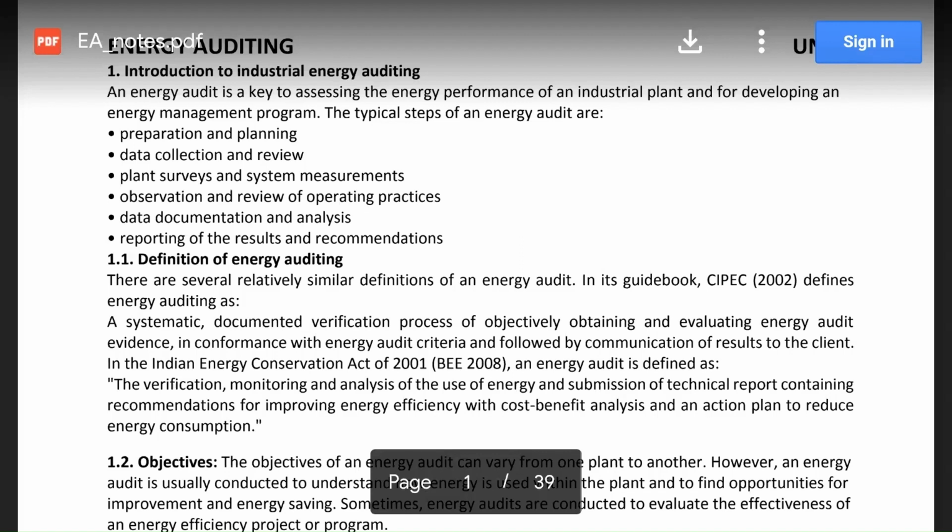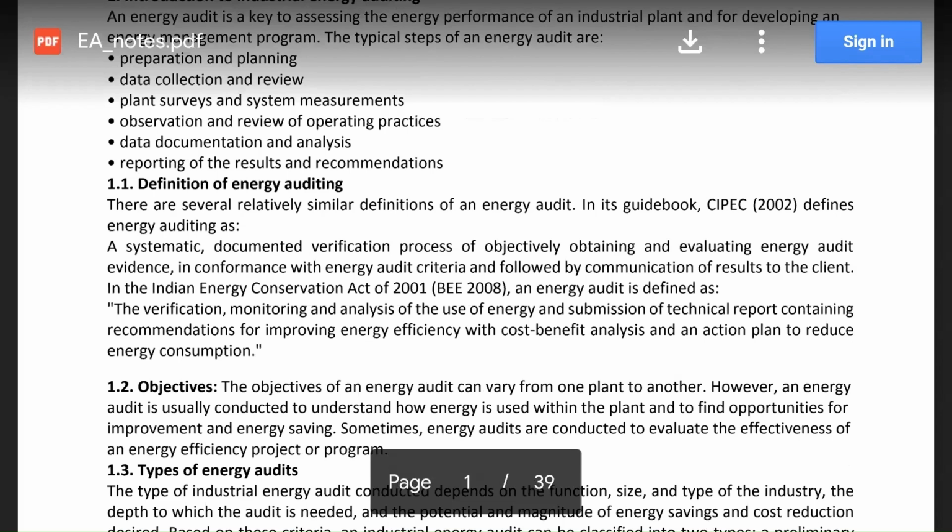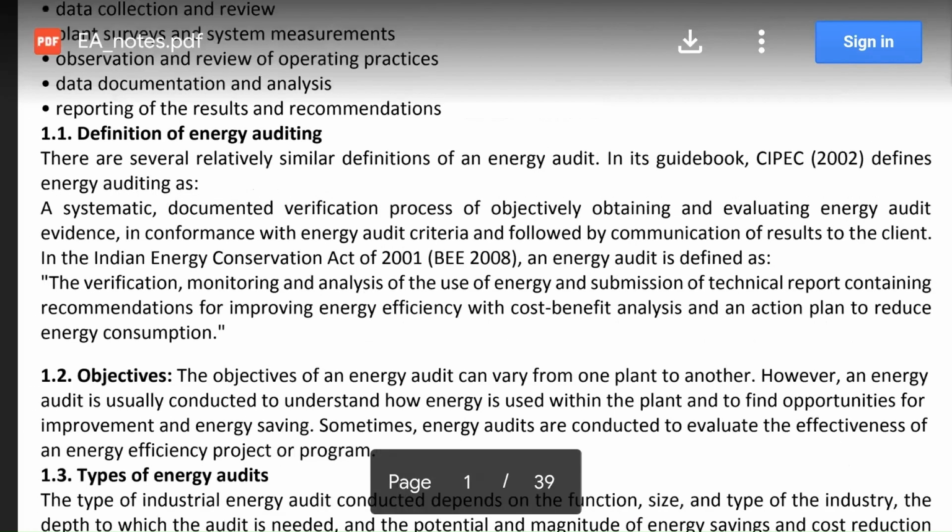The energy audit demands preparation and planning, data collection and review, plant surveys to be done, and observations to be recorded. Documentation is to be done based on the past collection of data and also the present measurements done during the survey, and then reporting the results and recommendations, so that effective auditing can be carried out.